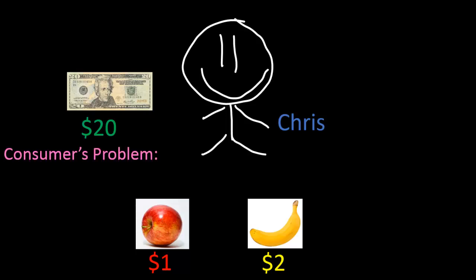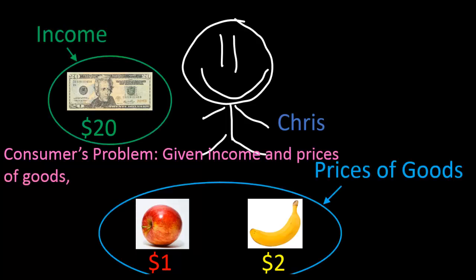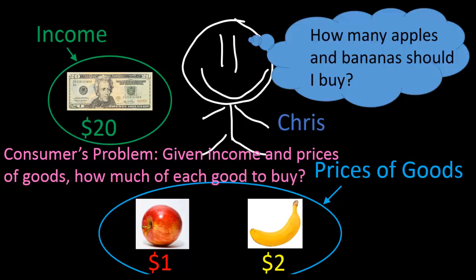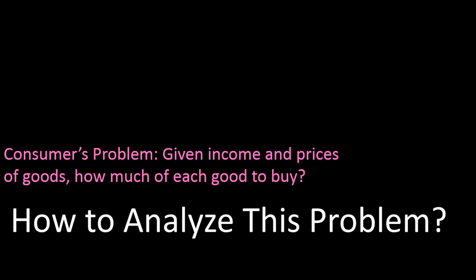Well, it is this. Given the consumer's income, $20 in the case of Chris, and given the prices of goods, as indicated here, how much of each good should Chris buy? So Chris thinks to himself, how many apples and bananas should he buy? How might we analyze this problem?